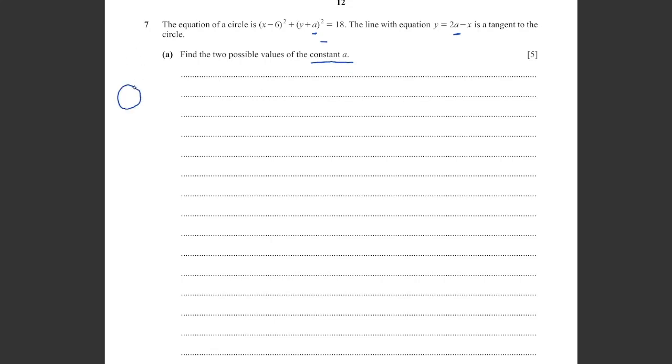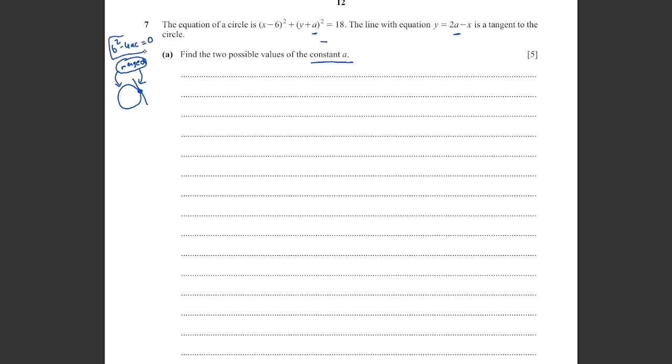So if this is a circle and a tangent touches that circle at one point, then in other words, you're going to have the equation of the line and the equation of the circle. If you combine them both, then you're going to get a merged equation. And basically, that merged equation is going to have a discriminant, which is b squared minus 4ac. It's going to be equal to 0.